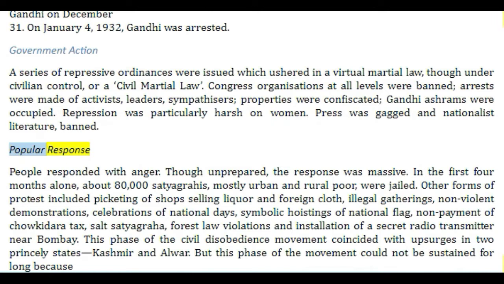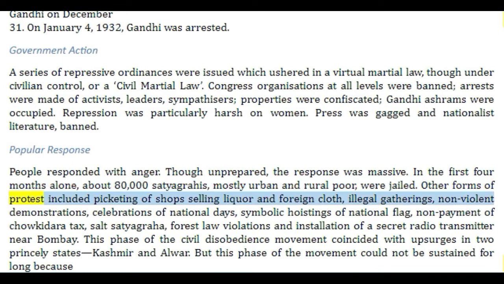Popular response. People responded with anger. Though unprepared, the response was massive. In the first 4 months alone, about 80,000 satyagrahis, mostly urban and rural poor, were jailed.